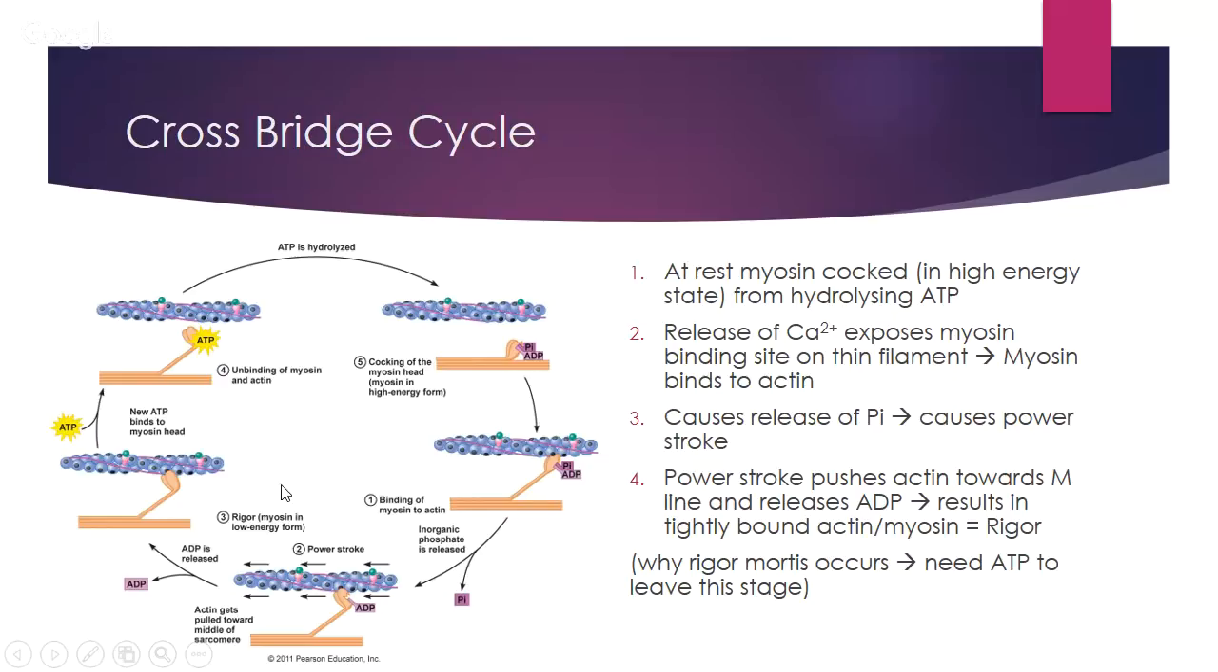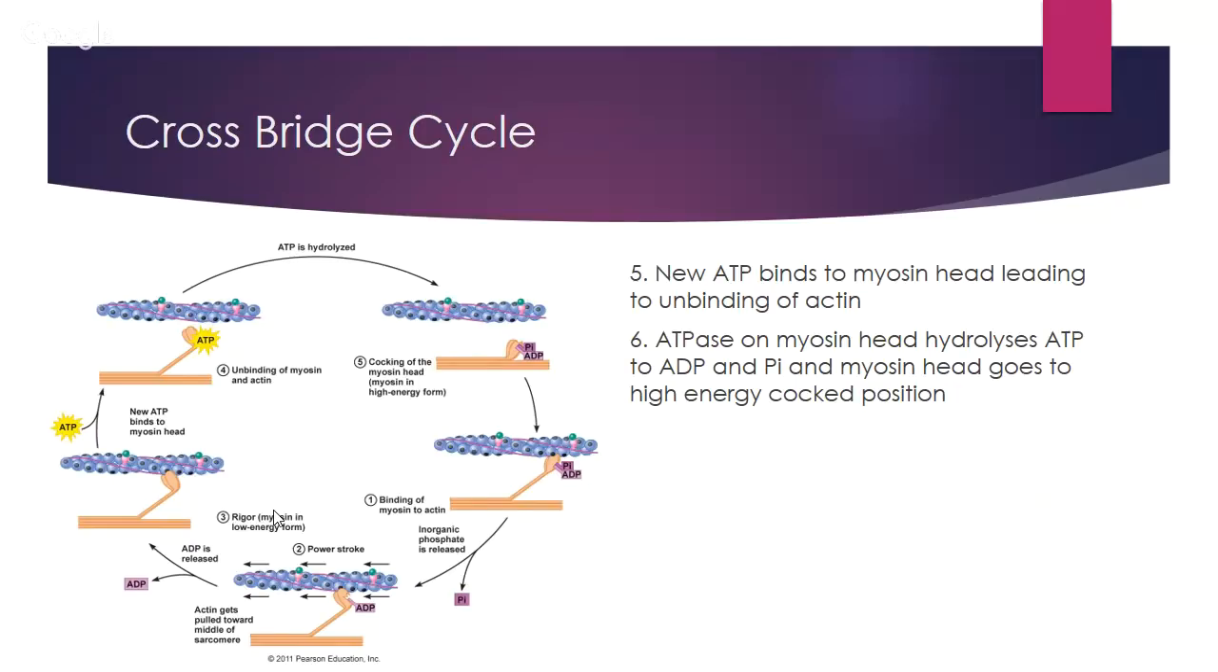Cool. And this rigor state is called that because it's in a low energy form, but your muscles are stiff because the myosin and actin are bound together. And that's where we get rigor mortis from. And that's just continuation of that.